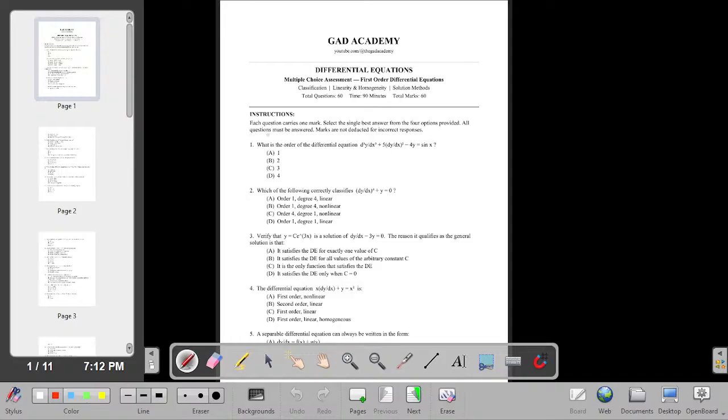So the differential equation MCQs that I shared covered the whole concept of classification of differential equation as well as the first order differential equations. Let's start.